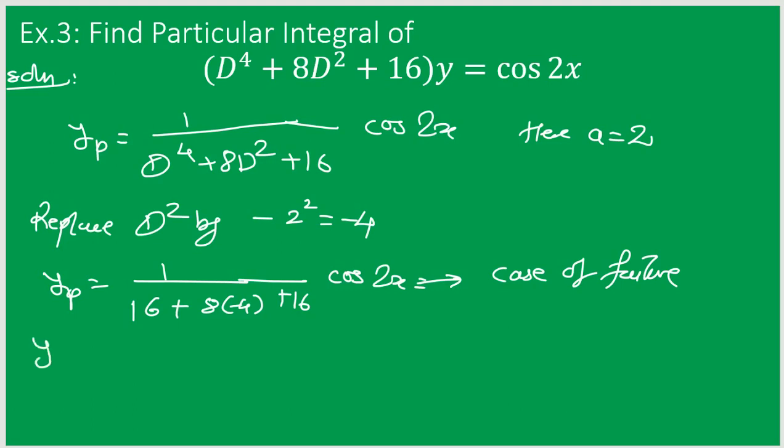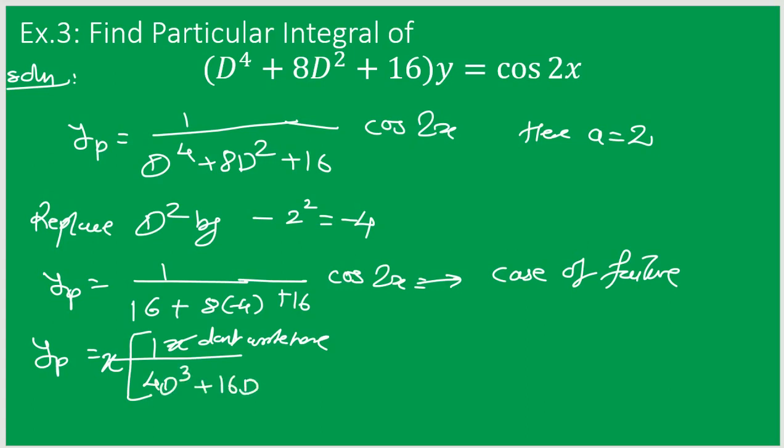So for yp, we have to take the derivative of the denominator now. So x times, okay, we forgot this, x times. Do not write this x here, okay? Don't write it here. That is not the correct way, because we are not operating this on x. x has to be out of the bracket, okay? Alright, what is the derivative of D⁴ + 8D² + 16 with respect to D? So it is 4D³ + 16D, and this operates on cos 2x.